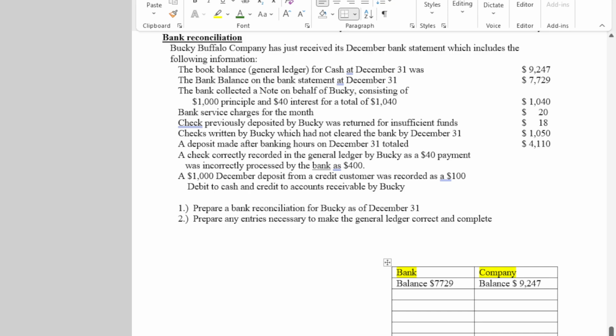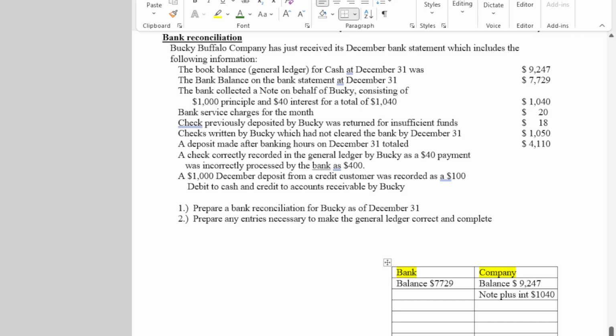The bank collected a note on behalf of Bucky's consisting of the $1,000 principal, $40 interest, a total of $1,040. Let me see where we add that one to. This one's going to go onto the company side because the bank collected it, and since the bank collected it, that means we're going to consider that this is part of a bank balance, but not our balance in the bank. So, note plus interest. It's going to be the 1040.